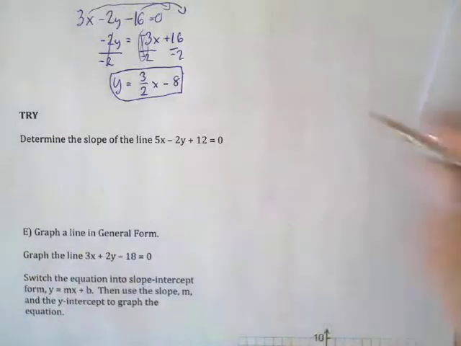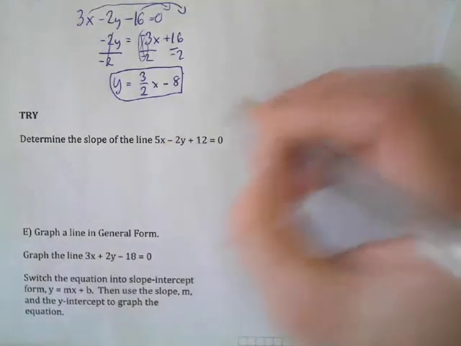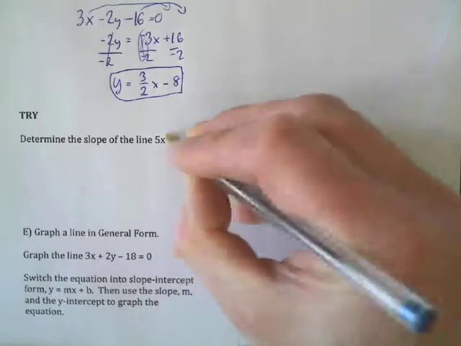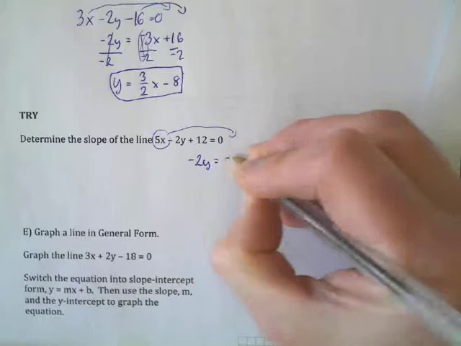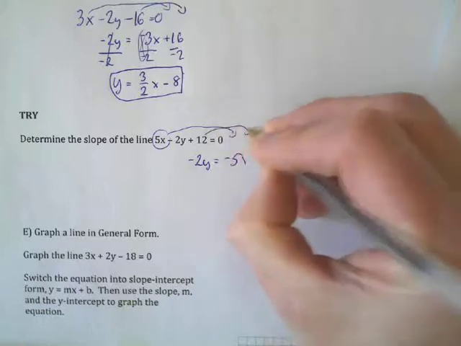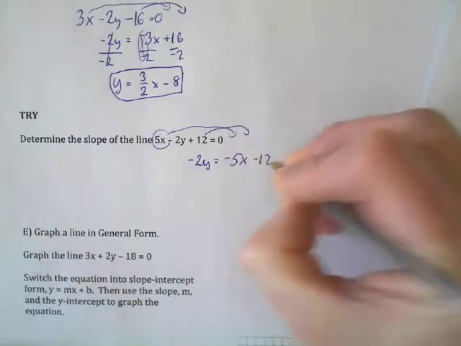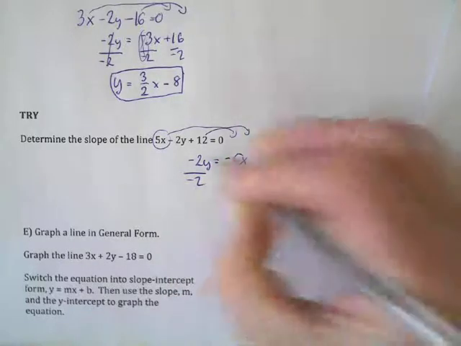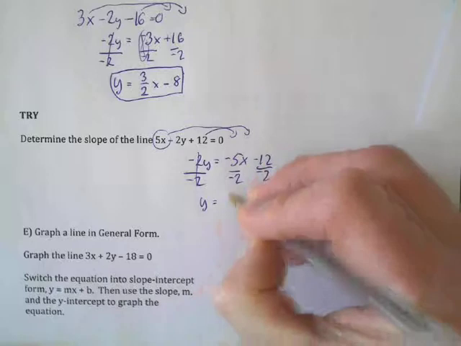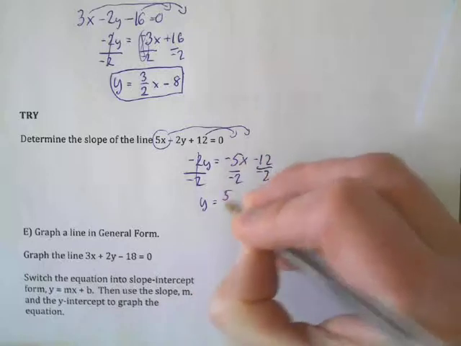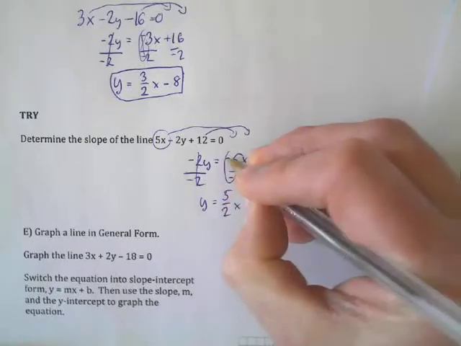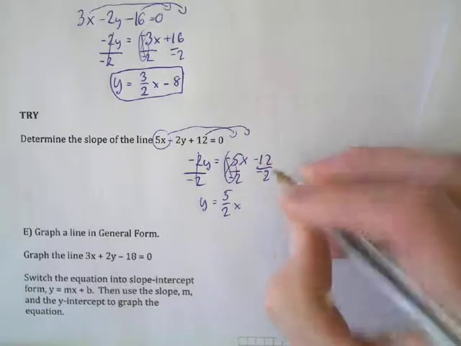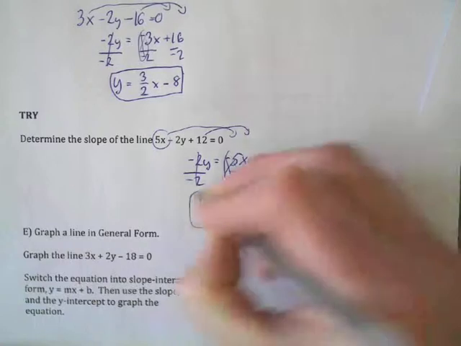So once again, I'm going to get rid of the 5x and the 12. I have negative 2y by itself, equal to 5x going on one side, so it's negative 5x, and 12 going on the other side is negative 12. Divide by negative 2. What I do to one side, I must do to the other side. Cancel out. Y is equal to 5 over 2 x. Once again, the negative signs cancel out. And negative 12 divided by negative 2 is 6. So there's my answer.